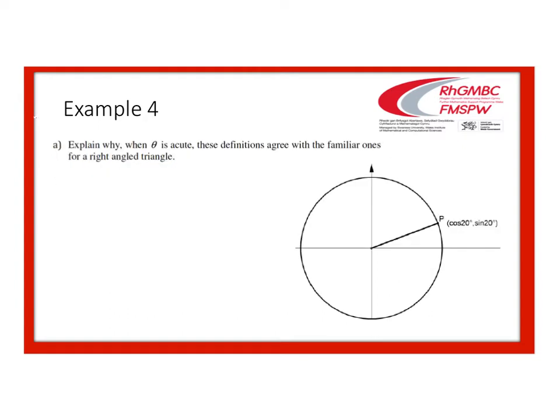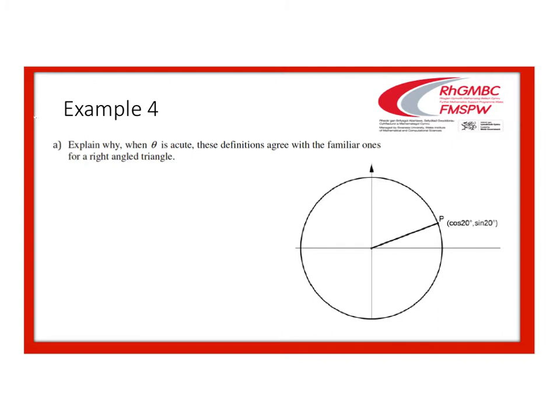Part A asks us to explain why, when theta is acute, these definitions agree with the familiar ones for a right-angled triangle. So we want to explain why the x-coordinate is cos theta and the y-coordinate is sine theta for an acute angle. Pause the video and see if you can explain this before pressing play to see the answer.